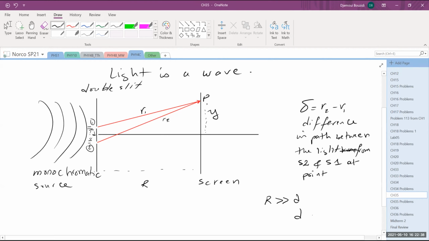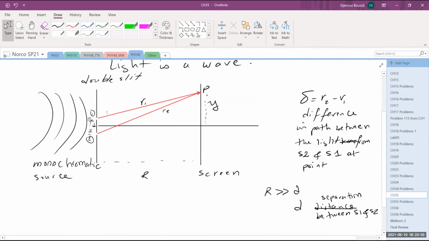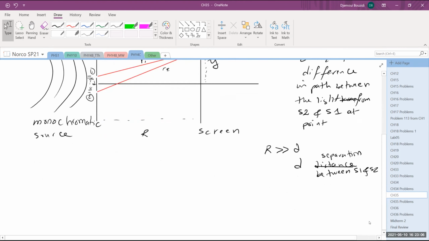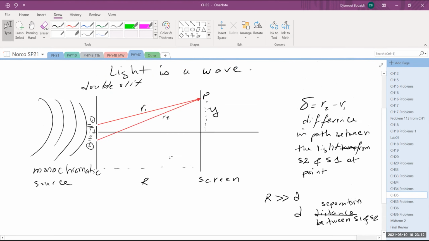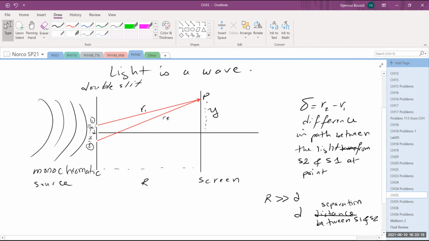In other words, D, which is the separation between S1 and S2 on the source itself, is very small. D, remind you again, is the separation, how far apart they are. Since R is very, very large compared to D, this is how it looks from their vantage point. Obviously I exaggerated this distance a lot. D should be very small compared to R.